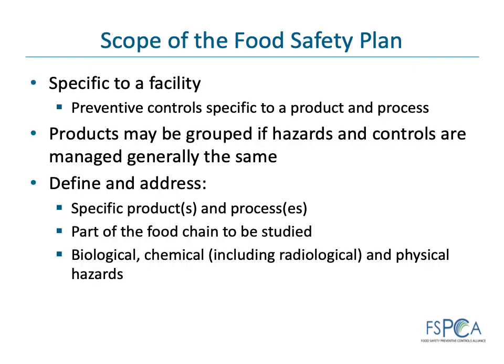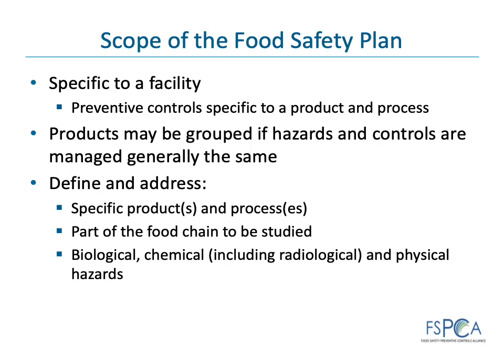Food safety plans are specific to a facility, with preventive controls specific to a food product and process. It is possible to group products that have the same hazards and controls in one food safety plan provided any differences are clearly identified. Some operations choose to organize food safety plans around unit operations and production, e.g., making a blend that is used in several products to reduce overlap or avoid inconsistency. The organization of your food safety plan is up to you.